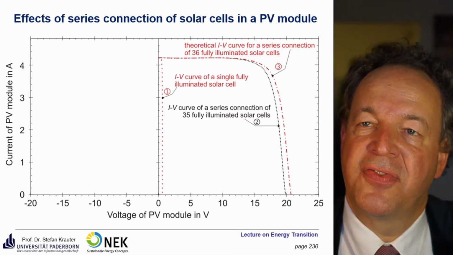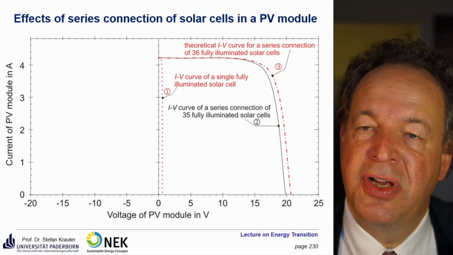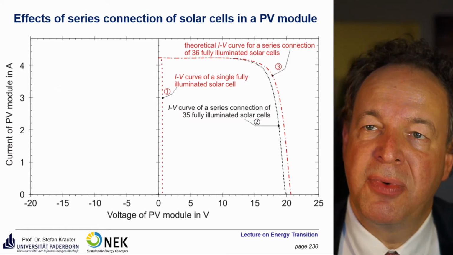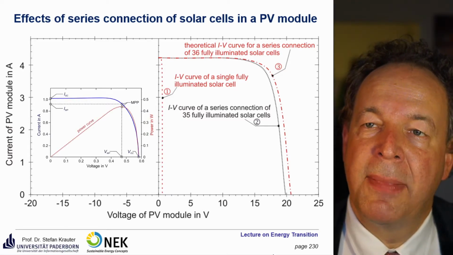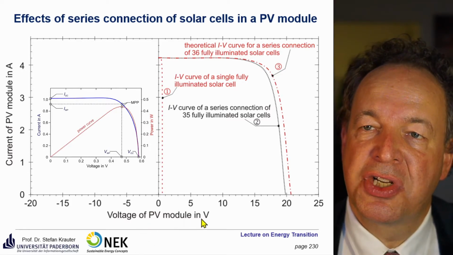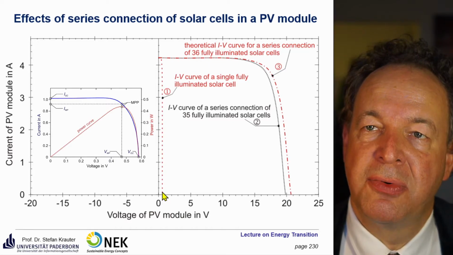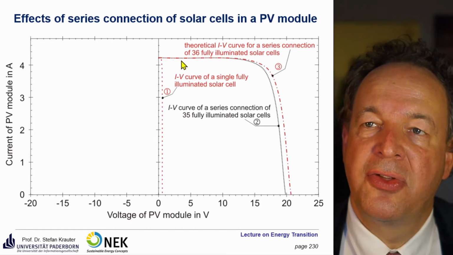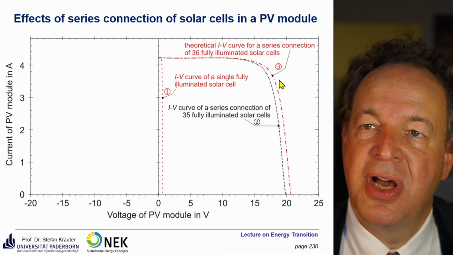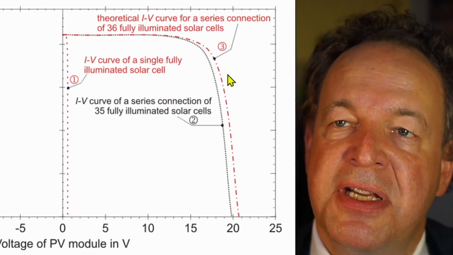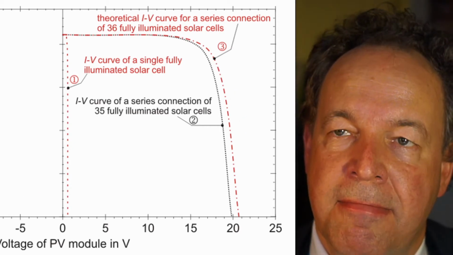Here you see the effect of the interconnections. The very first one, with a circle here, is the IV characteristics of a cell, what you saw before, the blue curve here. But here you see that the voltage axis is very much compressed, so 0.6 volts is only here. And if you interconnect 36 cells, you have that dashed pointed curve here. The voltage is increasing, the current stays the same.